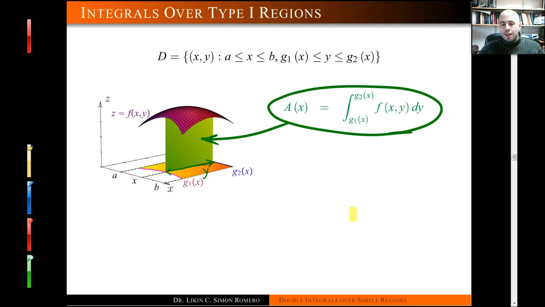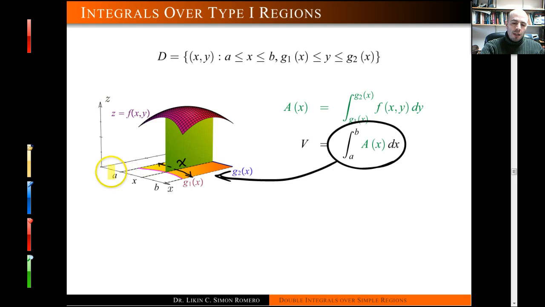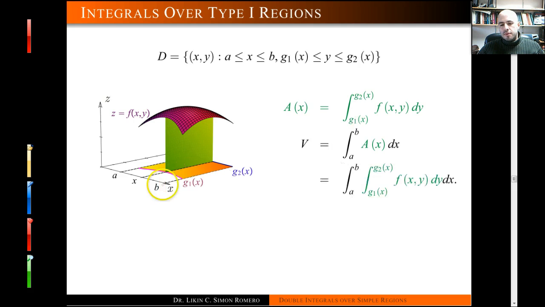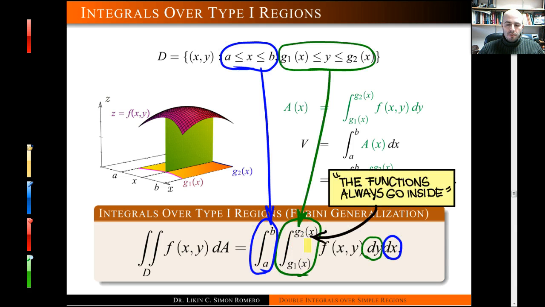Once we have that, we're going to integrate this area of cross sections from x equal to a to x equal to b. So what we have is an iterated integral, just like the one right here. Notice that this is a generalization of Fubini. In Fubini's case, these two limits were constants, and now we're extending it a little to allow the innermost limits to be continuous functions.